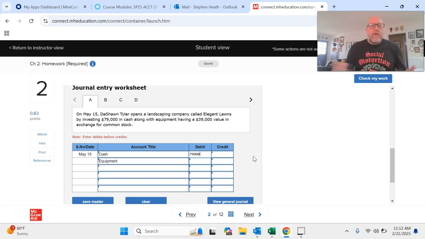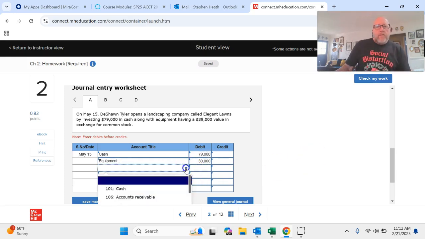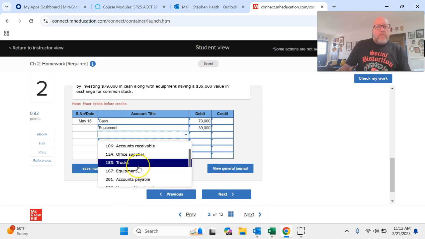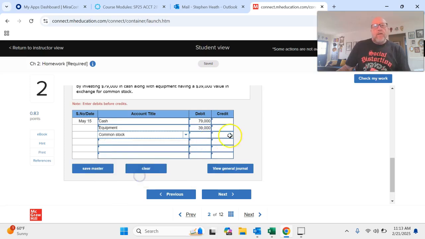Again, cash is an asset. It's on the left-hand side of the accounting equation. Therefore, it's got a left-hand side balance. Same goes for equipment, left side of the accounting equation, so it has a left side account. And then we would receive stock in exchange, and I think we said it was 118,000.